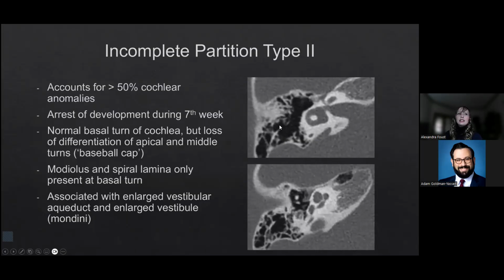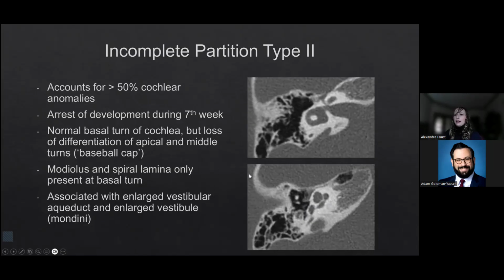Incomplete partition type 2 is going to be the most common cochlear anomaly that we see, accounting for more than 50%, and the arrest is slightly later in fetal life, now getting towards the 7th gestational week. With incomplete partition type 2, you've got a normal basal turn of the cochlea, but you've lost your differentiation in the distal part of the cochlea. So you lose the separation between the apical and middle turns. As a result, you get a malformation that looks kind of like a baseball cap. You have a brim from the normal basal turn, but where the apical and middle turn should be separated, you just have this central globular structure, and it forms the central part of the hat.